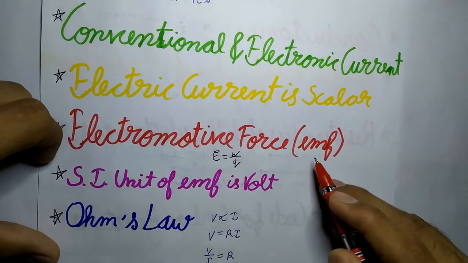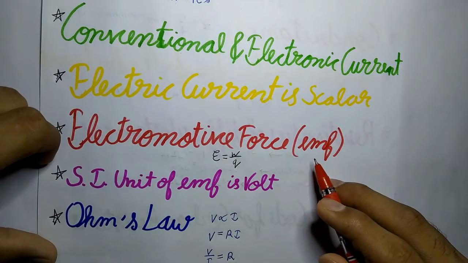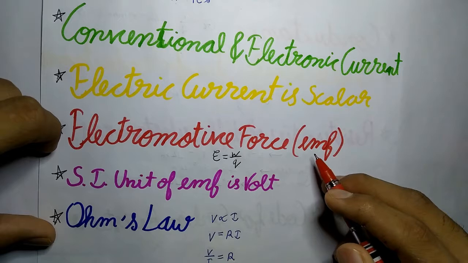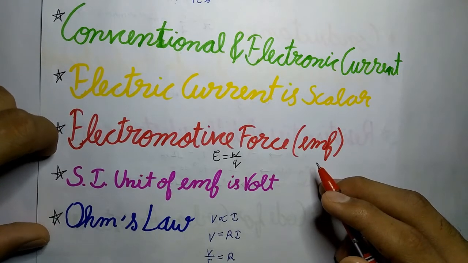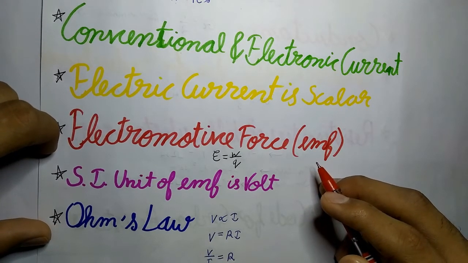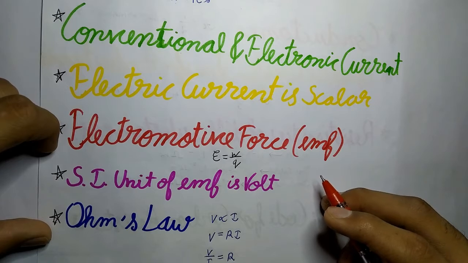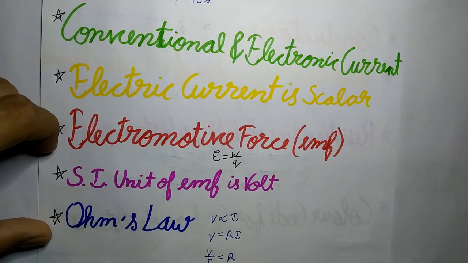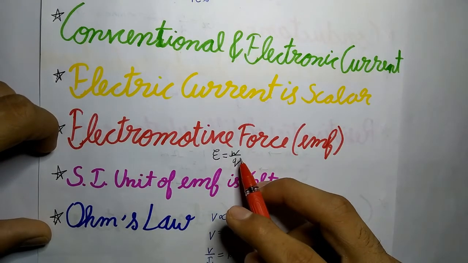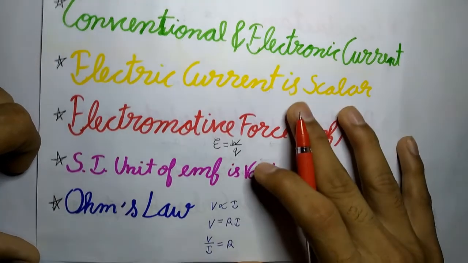Next is electromotive force. So the EMF of a source may be defined as the work done by the source in taking a unit positive charge from its lower potential terminal to the higher potential terminal, or it is the energy supplied by the source in taking a unit positive charge once around the complete circuit. It is equal to the terminal potential difference measured in open circuit. So EMF is equal to work done upon charge.